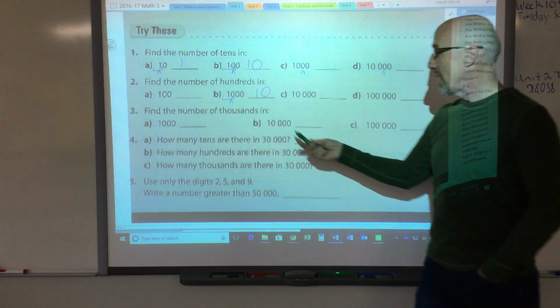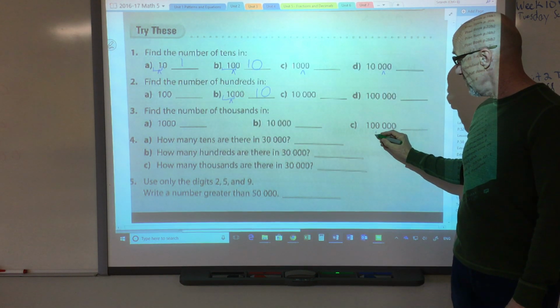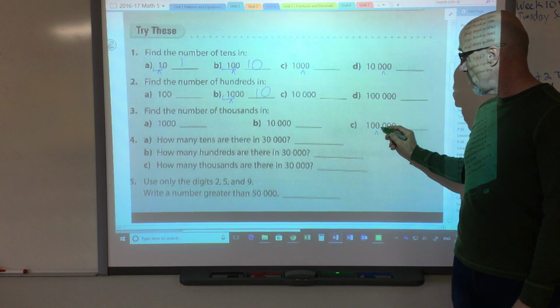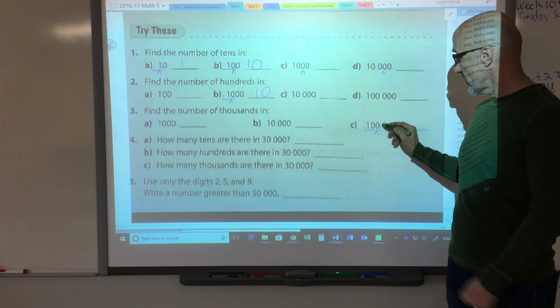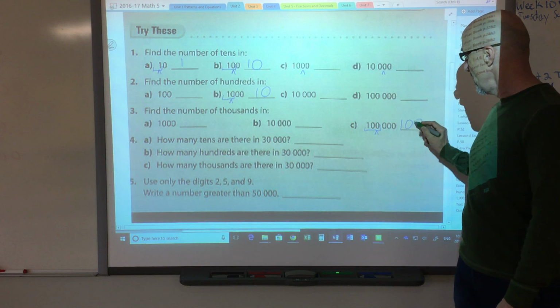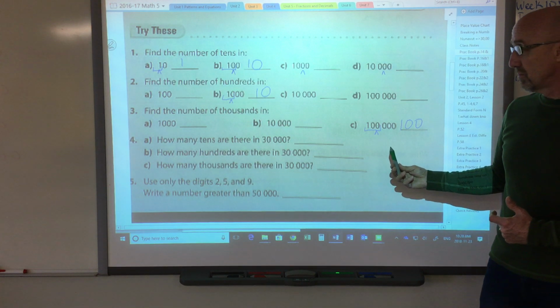So to find the number of thousands in 100,000, we're gonna look at the column right here. That's our thousands column. We're gonna draw our little box. We take everything in the box to the left, and there are 100 thousands in 100,000. Okay?